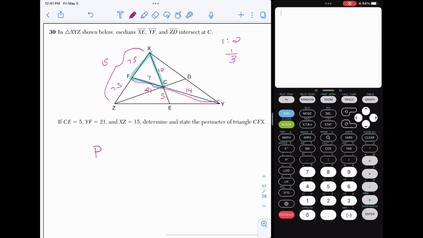So now if I want to find the perimeter, it's 10 plus 7 plus 7.5, and we get our total here. There we go, 24.5.